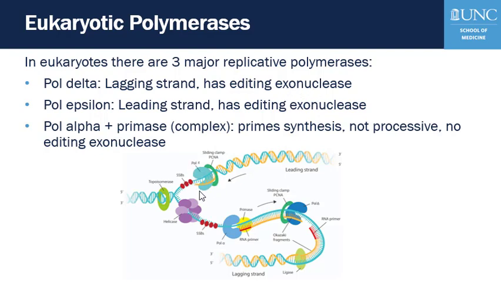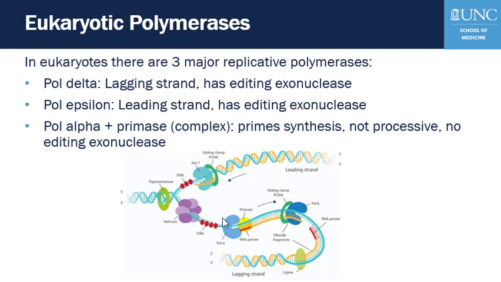Pol epsilon in teal plays a major role in the leading strand DNA synthesis and also in nucleotide excision repair with its exonuclease activity. And you'll notice that both of these polymerases, delta and epsilon, are associated with that sliding clamp PCNA molecule. And it's like a donut that circles around the DNA behind the polymerase. And so it's just to stabilize the polymerase binding to the template strand and increasing the processivity, or the number of bases synthesized per binding event.